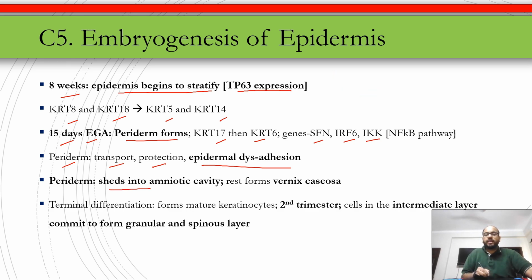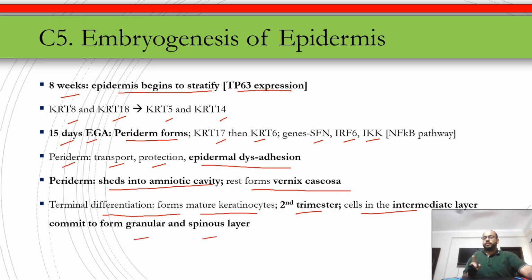Now, periderm is shed into the amniotic cavity and also forms a major part of vernix caseosa. Vernix caseosa is a cheesy material lining the newborn. Now, the developing epidermis undergoes terminal differentiation to form mature keratinocytes. And at the start of second trimester, cells in the intermediate layer have formed granular and spinous layer, or at least commit to form. That they will eventually form the granular or the spinous layer. Let's move forward.